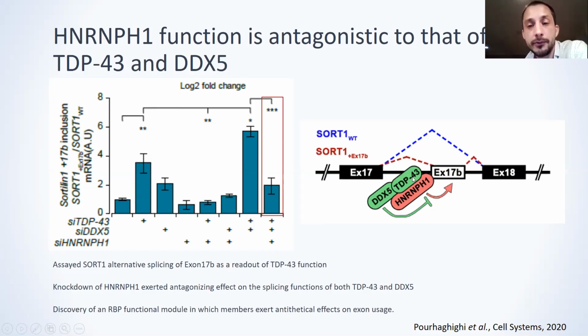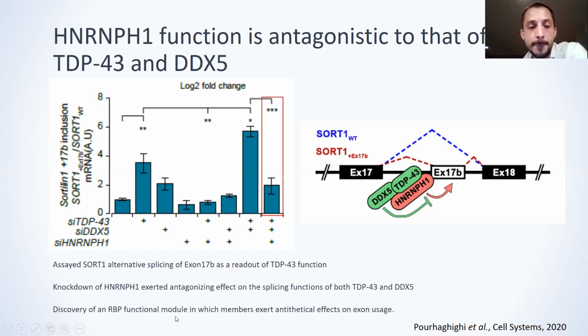Emmanuel Bratti has done some really nice work showing that these proteins all have a binding site in a splice regulator upstream of exon 17B. So we know they all bind in the RNA upstream of 17B. We know from our work that they interact together, and now we can show that they have a function. So we believe that HNRNPH1 regulates the exclusion of exon 17B, and that DDX5 and TDP43 are negative regulators of that.